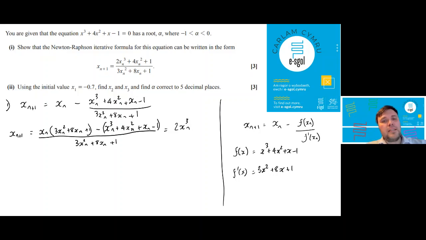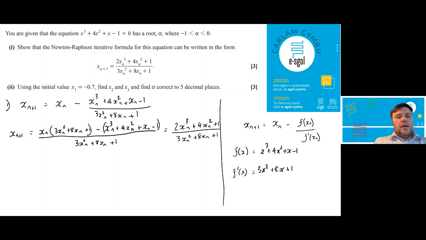But obviously putting brackets in would make it much nicer. So then you've got 8x^n minus 4x^n, so it's going to give you your plus 4x^n squared. And then you have x^n minus x^n, which goes. And then you've got minus 1, so that becomes plus 1. And then underneath you have 3x^n squared plus 8x^n plus 1.